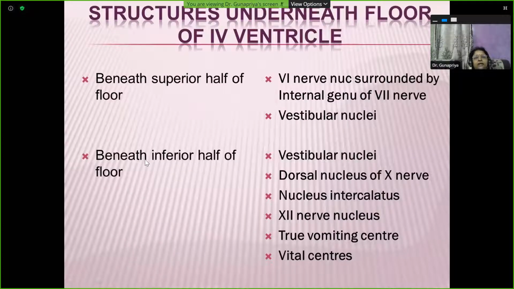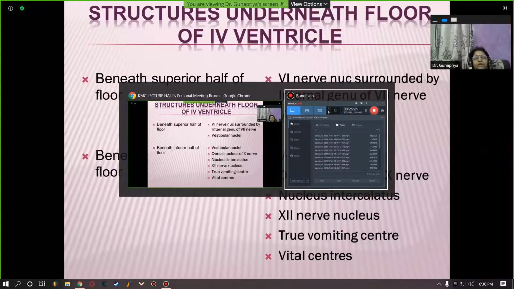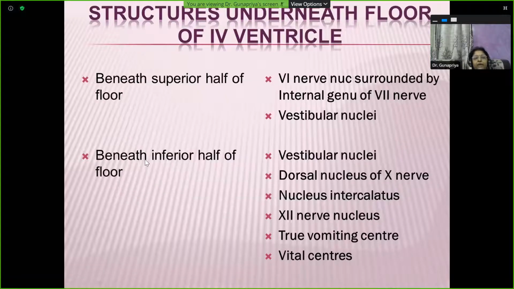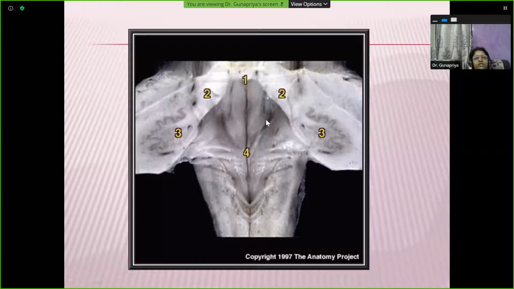Now, what are the structures underneath the floor of the fourth ventricle? What we've already done, we're just going to do a quick recap. Beneath the superior half of the floor, or the upper part of the floor of the fourth ventricle, you have the sixth nerve surrounded by the internal genu of the facial nerve. That's the facial colliculus formation. We know that already. The pontine part and vestibular nuclei are also present in the pontine part. I've shown you this facial colliculus and vestibular nuclei being situated.